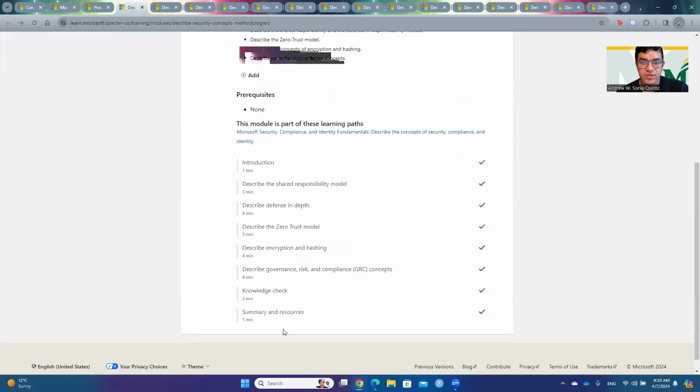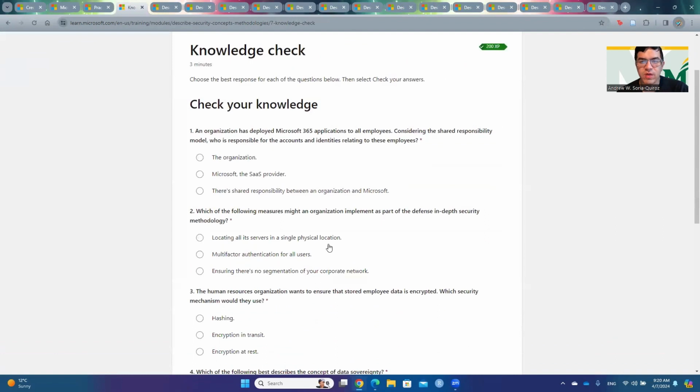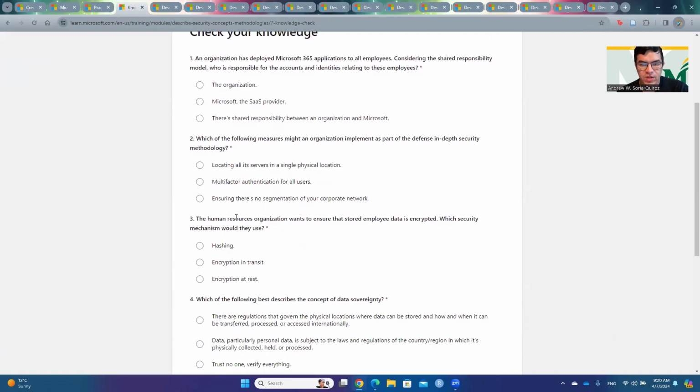If you have done cloud computing before, you will find this very, very similar and very familiar to you. At the end of each of these units, there is a knowledge check that I would strongly recommend you do in order to check your knowledge. For example, one of them would be that you want to ensure the stored employee data is encrypted. Which security mechanism would you use? You should put encryption.